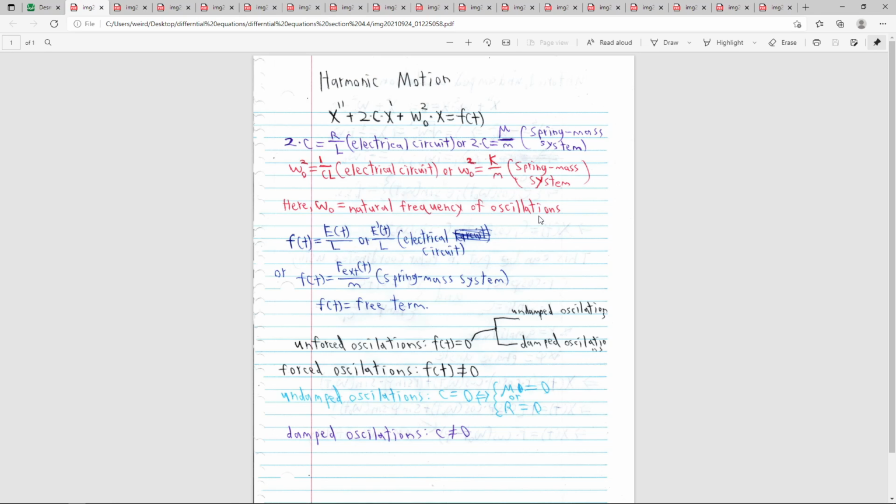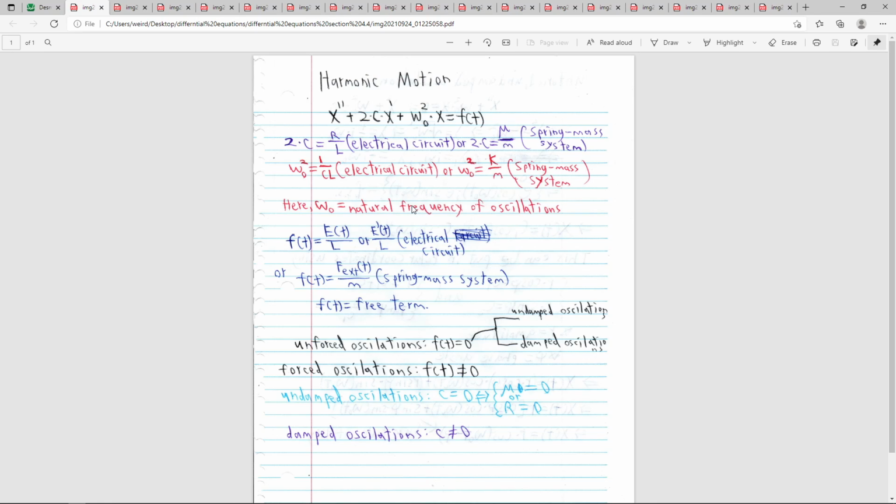Omega naught equals the natural frequency of oscillations, while f of t is the free term, and that's equal to e of t divided by L, or e prime of t divided by L, depending on which type of electrical circuit we're looking at, and whether we want to know charge or current. Or f of t is equal to f external of t divided by m, the familiar thing if it's a spring mass system. Electrical circuits and spring mass systems are the only things that really matter for this. Our biggest focus is on some graphing, but we have a couple of problems with these.